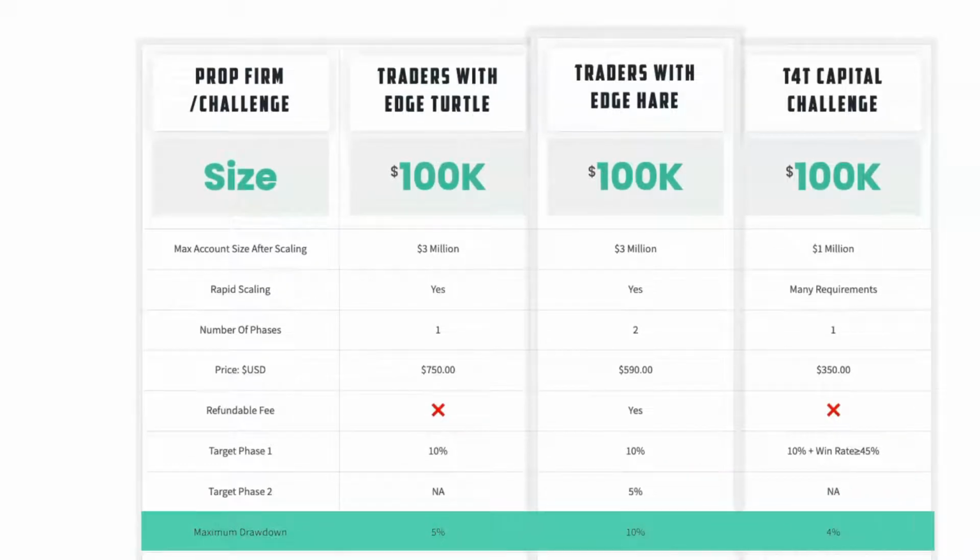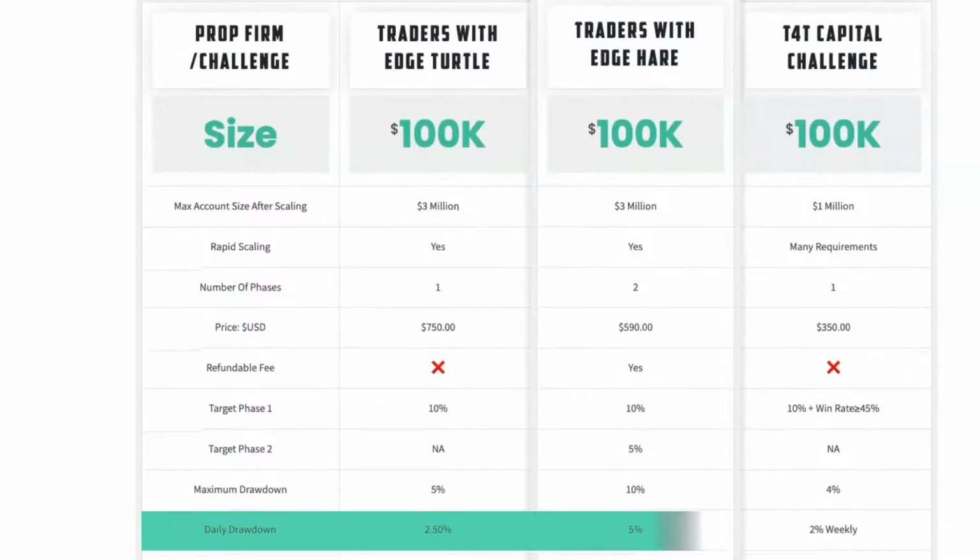The maximum drawdown is 5% on the Turtle account, 10% on the Hare account, and 4% on the T4T Capital Challenge. The daily drawdown is 2.5% on the Traders with Edge Turtle, it's 5% on the Traders with Edge Hare, and T4T Capital has a weekly drawdown limit, not a daily, and so that's 2% for the week.